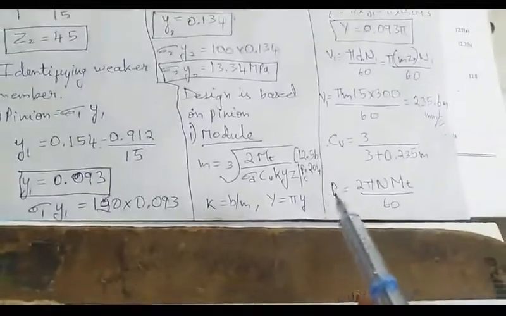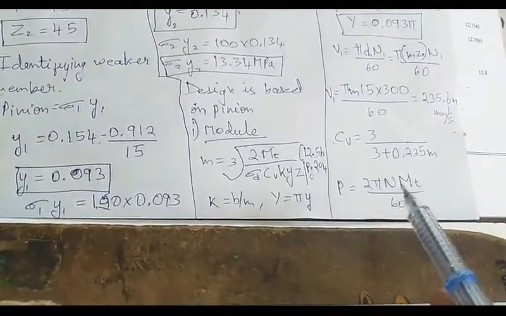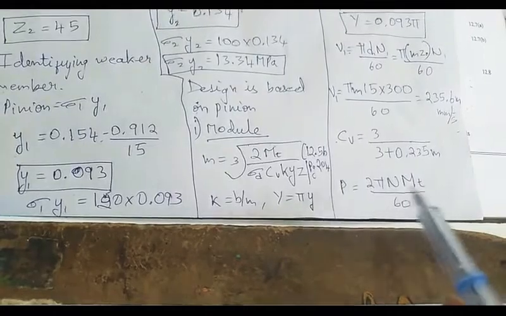So for power, the formula is P = 2 pi n mt by 60. This formula is not present in the data handbook. You need to remember it.